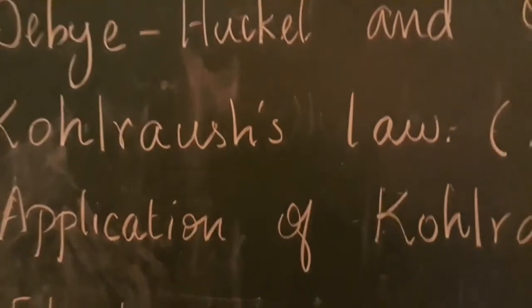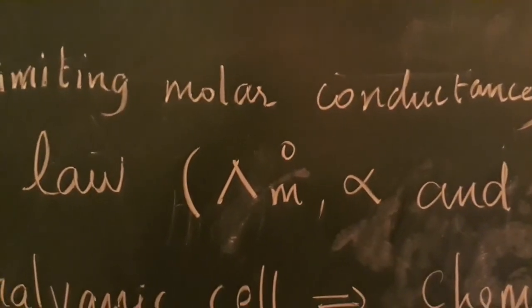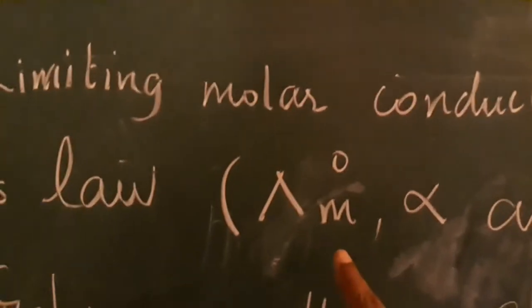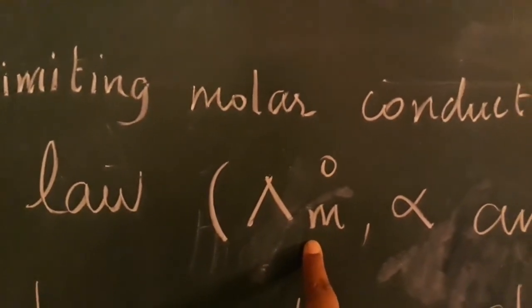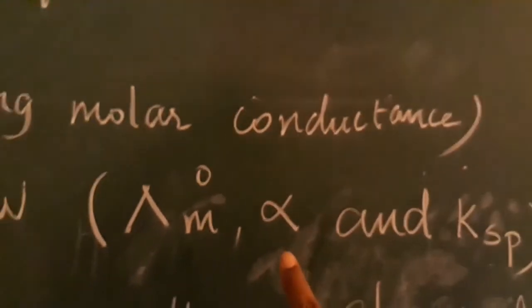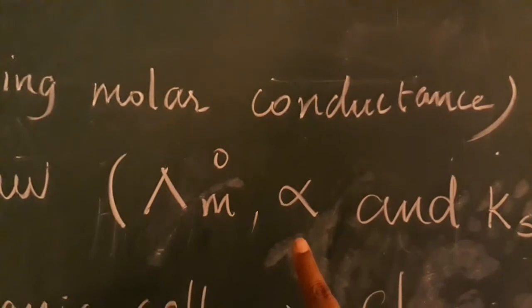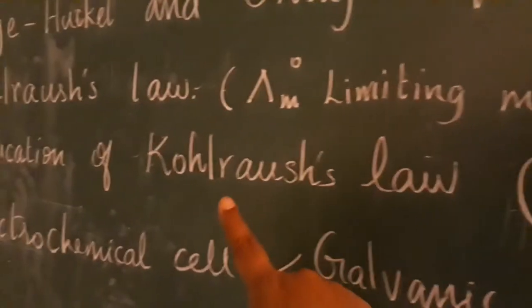So what are the applications of Kohlrausch's law? We have three applications. One is the limiting molar conductance. This symbol indicates the limiting molar conductance for the weak electrolyte, which we are going to calculate with the help of Kohlrausch's law. The next one, alpha, is the degree of dissociation of the weak electrolyte. We can calculate it with the help of Kohlrausch's law.